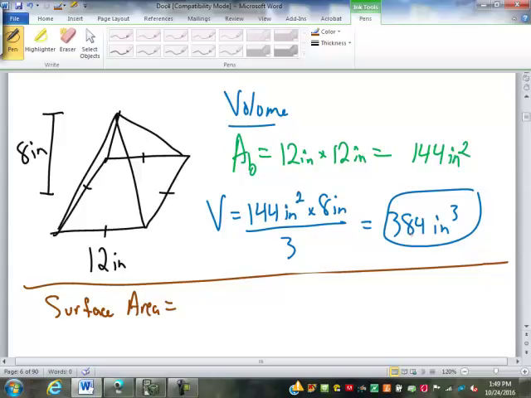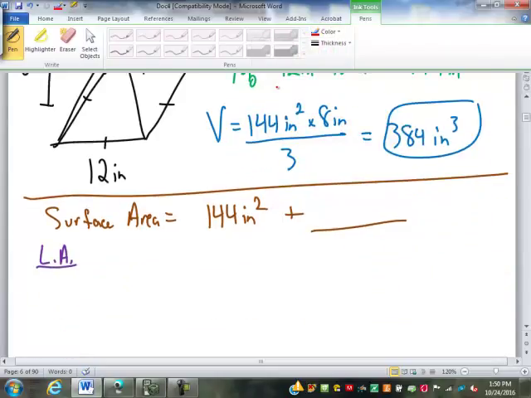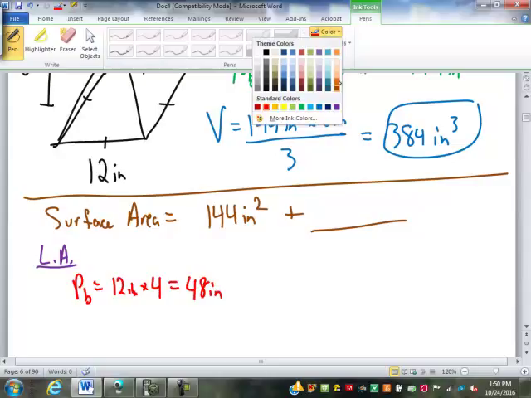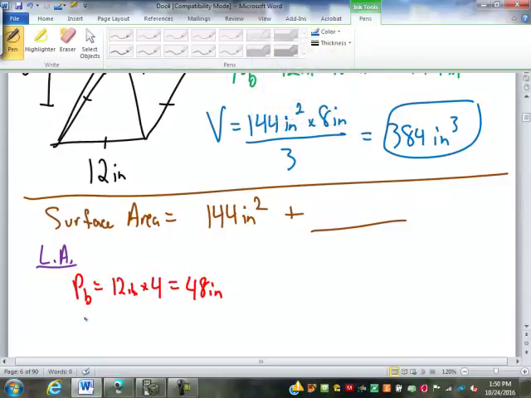Surface area, what do we get to add in? Well, the 144 square inches, the area of our base, plus, and we're going to do that once, right? Plus our lateral area. So for our lateral area, what's the first thing we get to find? Perimeter of base. How are we going to find that here? 12 plus 12 plus 12 plus 12, or 12 times 4 is 48 inches. And then we also need to know the slant.